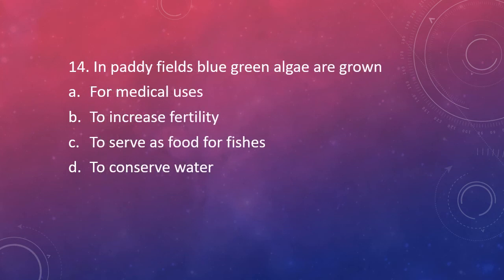Question number 14. In paddy fields, blue-green algae are grown, option A, for medical uses, B, to increase fertility, C, to serve as food for fishes, or D, to conserve water. Paddy fields, blue-green algae are grown for. Correct answer is option B, to increase the fertility of the soil.